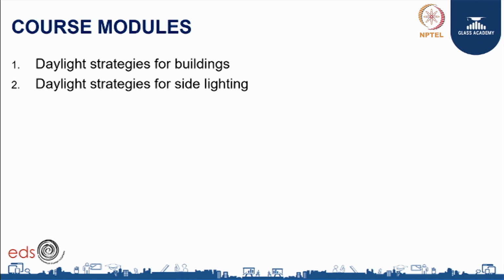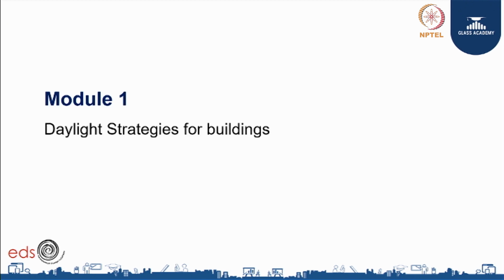This course has 2 modules. We'll be covering daylight strategies for buildings and side lighting separately under each one of these things. In this module, we will discuss guidelines that are applicable to the overall building design to ensure adequate daylighting and the daylighting principles that we want to achieve, which we discussed in the previous session.